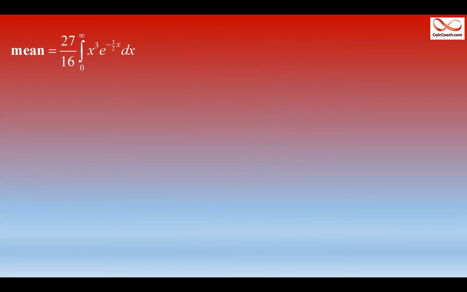The 27 over 16, pull that outside. Focus on this x cubed and this e to the negative 3/2 x. We're going to take it, and step 1 is to take the derivative of the polynomial down to 0. Step 2 is to integrate the exponential the same amount of times. So x cubed is our polynomial. So 3x squared, 6x, 6, and 0. Take the derivative of the polynomial down to 0.